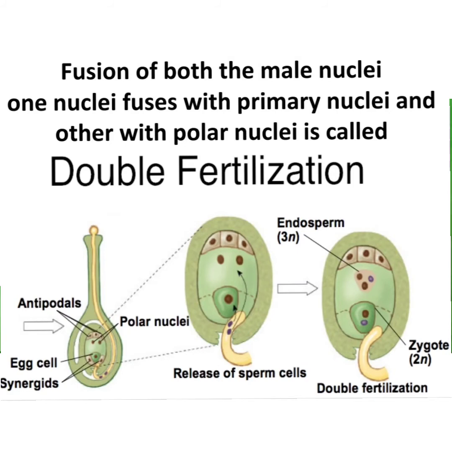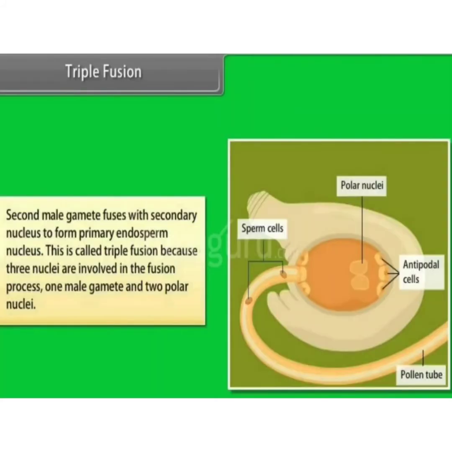Here you can see that one of the male nuclei fuses with the primary nucleus of the ovule and another nucleus fuses with the polar nuclei. The nucleus that fuses with the primary nucleus forms the 2n zygote, whereas the male gamete that fuses with the polar nuclei forms the 3n endosperm. What is triple fusion? The second male gamete fuses with the secondary nucleus to form the primary endosperm nucleus. This is called triple fusion because 3 nuclei are involved in the fusion process: 1 male gamete nucleus and 2 polar nuclei.